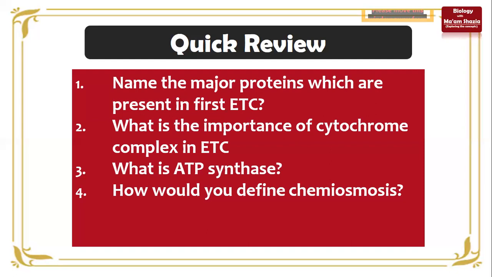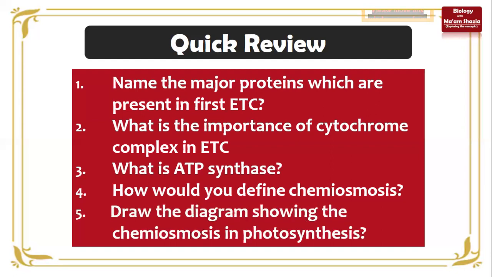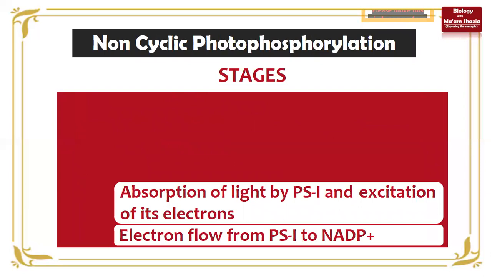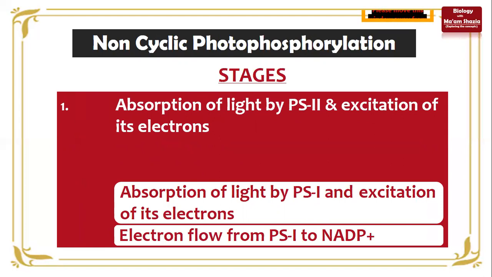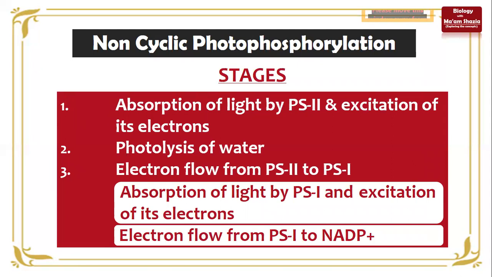The next question is, draw the diagram showing the chemiosmosis in photosynthesis. You have to draw the diagram for the process. So let's start with the stages of non-cyclic photophosphorylation first of all. It has 5 steps. I already have told you, and we have completed so far the absorption of light by PS2 and excitation of its electrons. Then photolysis of water, we have done with this as well. And then electron flow from PS2 to PS1. And this is the reaction which is also responsible for the chemiosmosis, right?